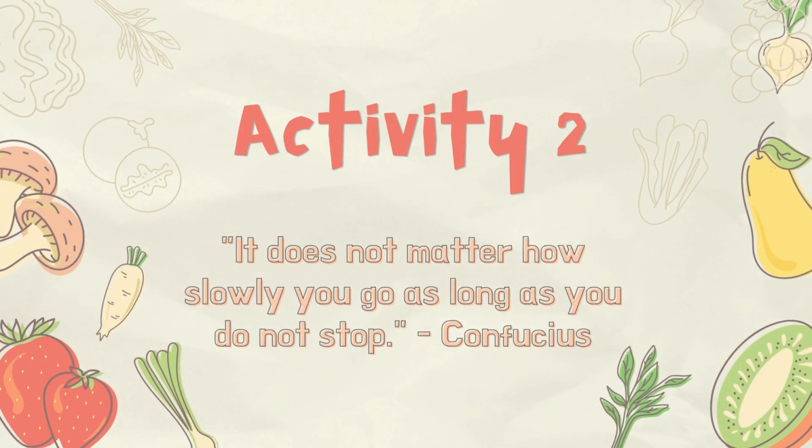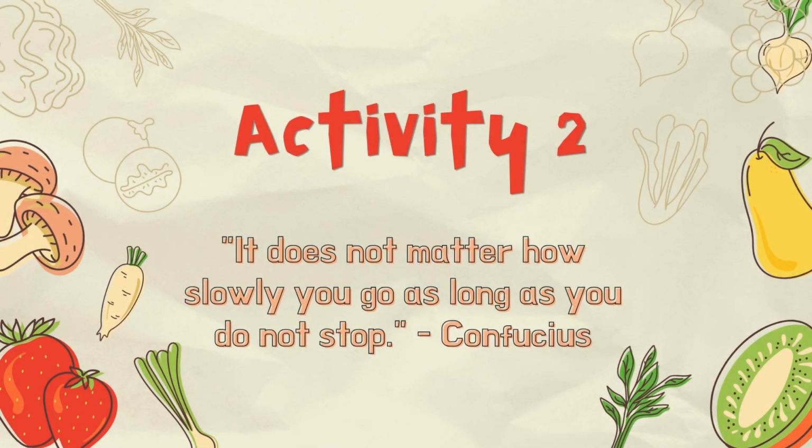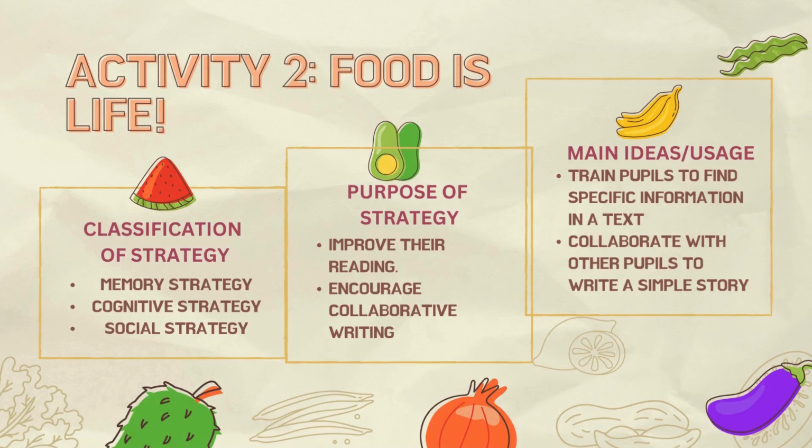Thank you. Next, I will explain about activity 2. The title for activity 2 is Food is Life. First of all, I will start with the classification of strategy. For this activity, there will be 3 strategies involved, which are memory strategy, cognitive strategy, and social strategy. Next, for the purpose of strategies, this activity focuses on 2 skills, which are reading and writing.